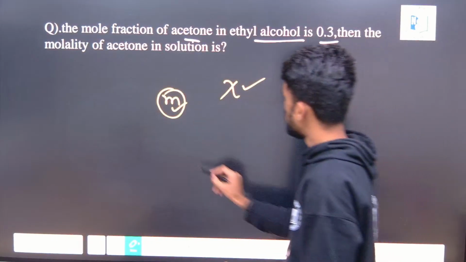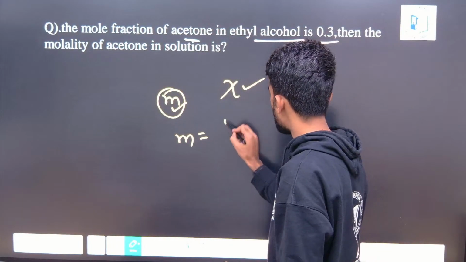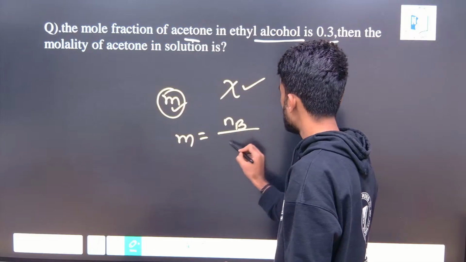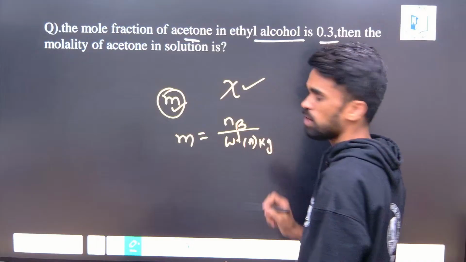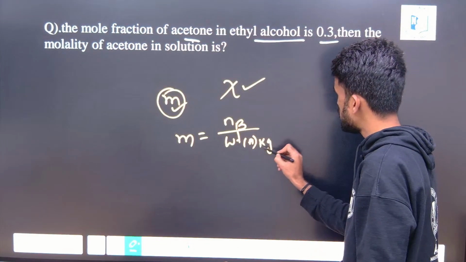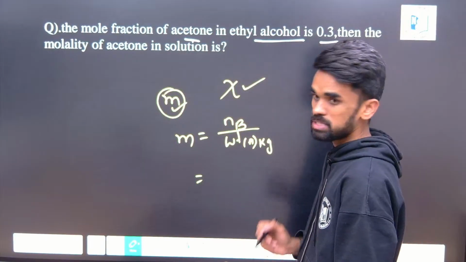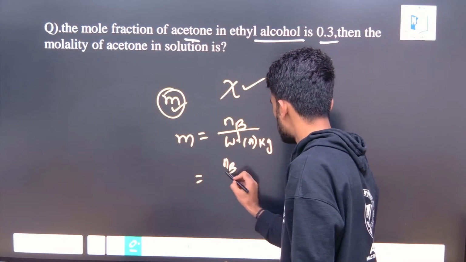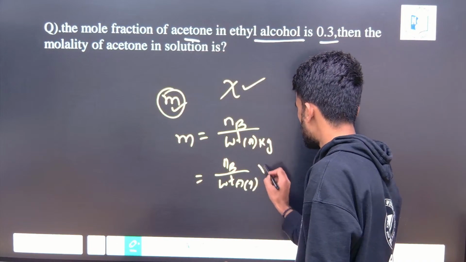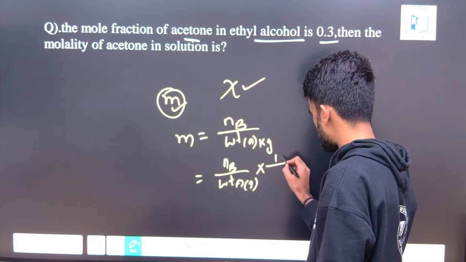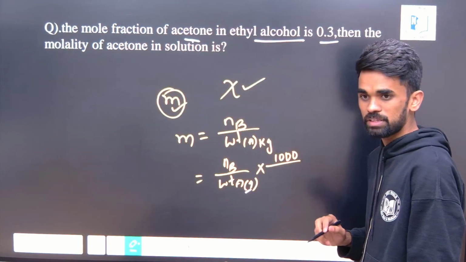Look here. What is the molality formula we have? Molality equals the number of moles of solute divided by the weight of solvent in kg. This is the formula we have. Now I am writing it in terms of grams. So it is the number of moles of solute by the weight of solvent in grams, and since it is in grams I multiply with 1000 like this.